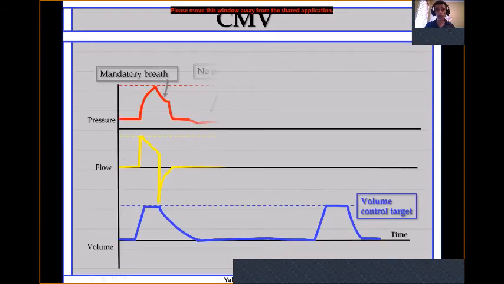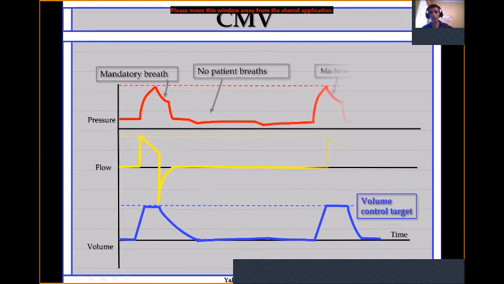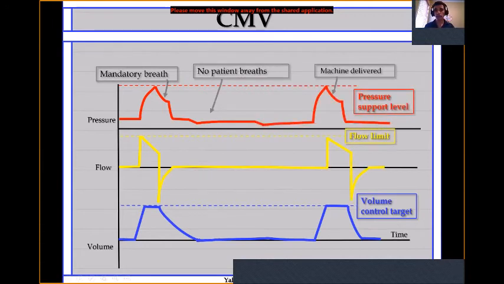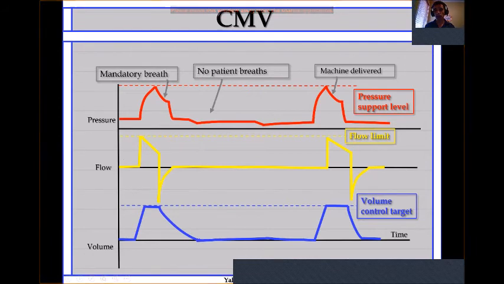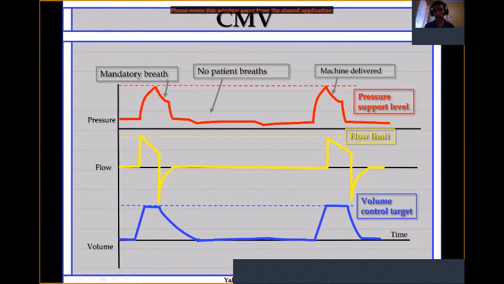This is an example of graphs of controlled mandatory ventilation. You can see mandatory, mandatory, no assisted, no spontaneous. Very clear. And you can see it's flow limited. When you see the flow is not blunted, that means it's a pressure control. Because again, remember, when the flow reaches the peak and stops, this is pressure control. When the flow remains constant, that means it's a volume control. Because CMV can be pressure or volume.